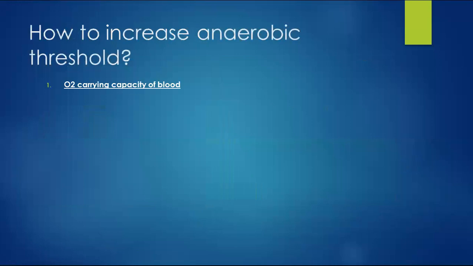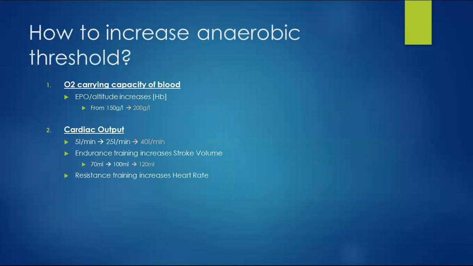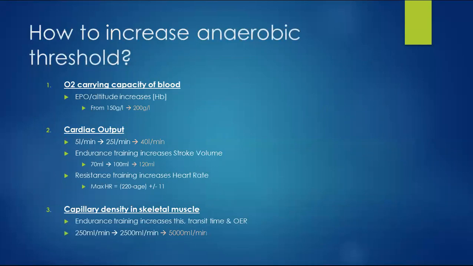So we've already talked about this. So these are the different ways you can increase your anaerobic threshold. So we talked about increasing oxygen carrying capacity in the blood, primarily via hemoglobin, and cardiac output. Endurance training increases predominantly stroke volume, whereas resistance training can increase heart rate. But again, the point is to increase your maximum cardiac output. And then finally, we talked about capillary density. You can double the upper limit of threshold from 2.5 liters a minute to 5 liters a minute.